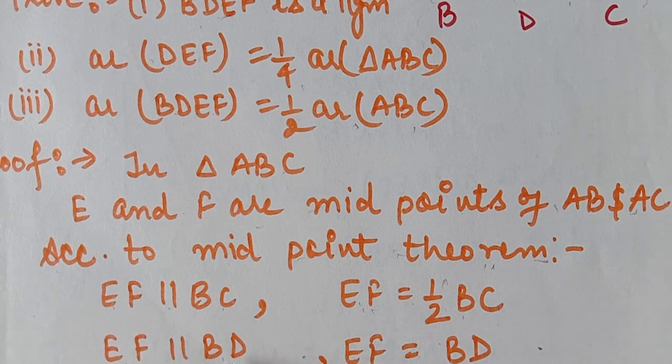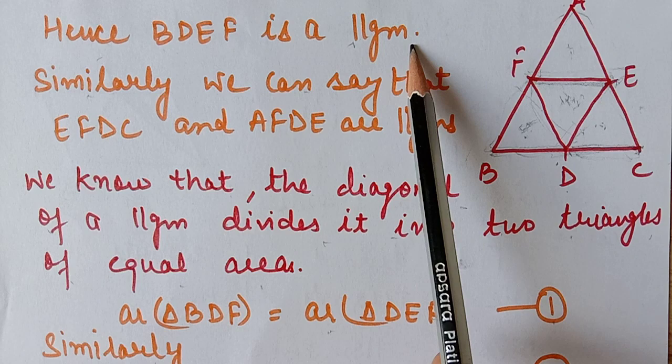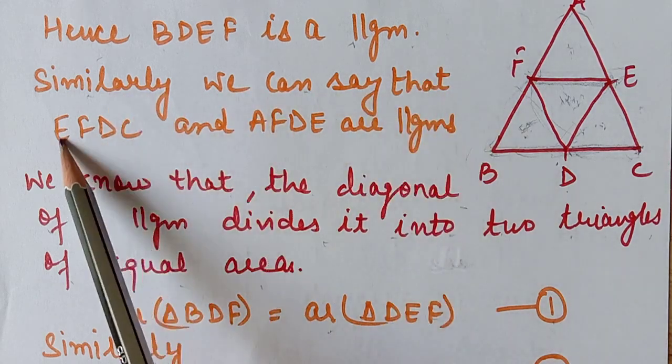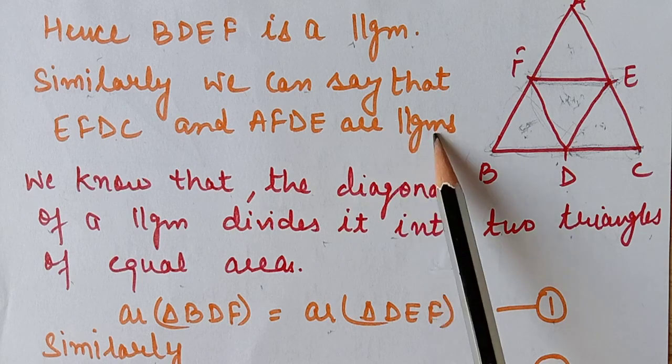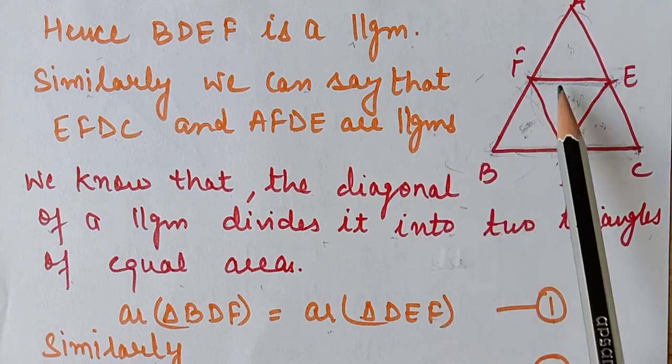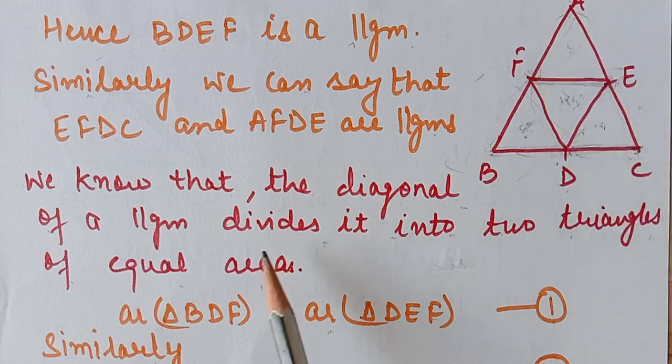Similarly, EF is parallel to BD because BD is a part of BC, and half of BC is BD. So EF is parallel to BD and EF is equal to BD. So students, hence BDEF is a parallelogram. Similarly, we can say that EFDC and AFDE are also parallelograms.